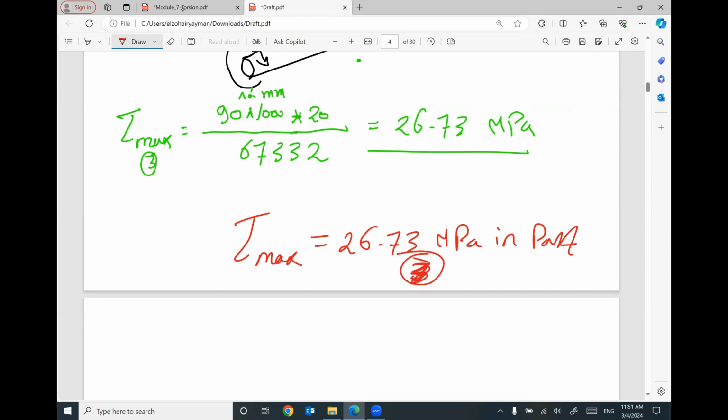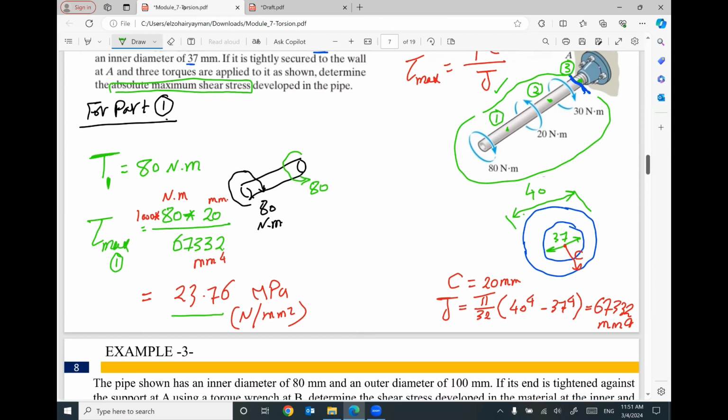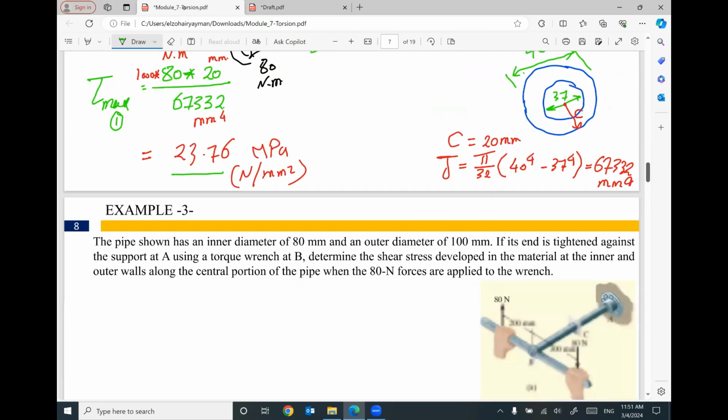Keep in your mind, we are looking for what is the absolute maximum shear stress developed in this shaft. We have part number 1, part number 2, part number 3. Looks like part number 3 will be the biggest value of the shear stress. We have one more example.